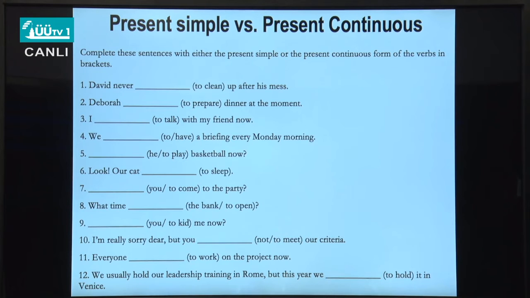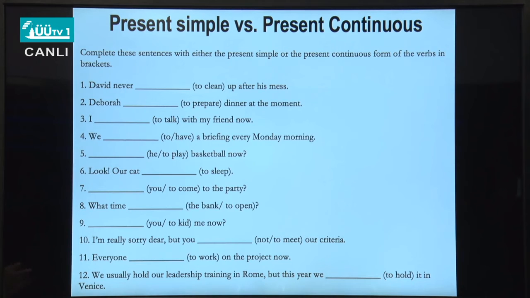The next question, I blank with my friend now. Just like at the moment, now is also a clue word for present continuous tense. I am talking with my friends at the moment. We use am, is, are. Let's look at the next one.